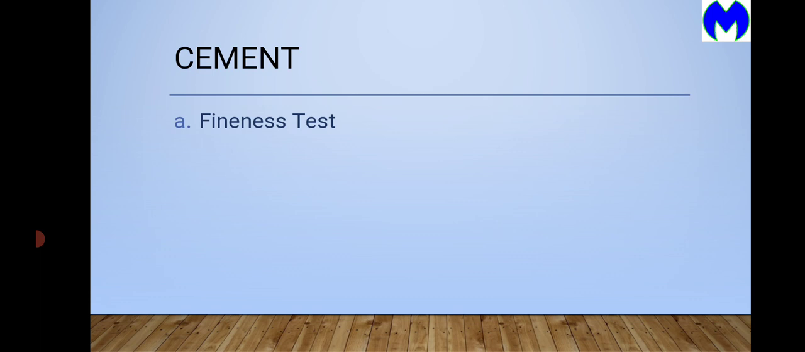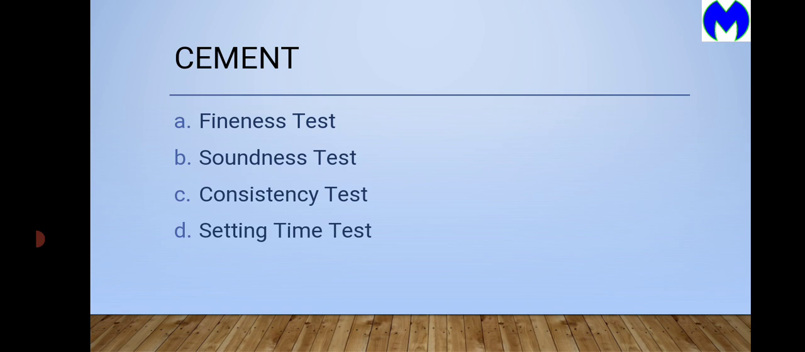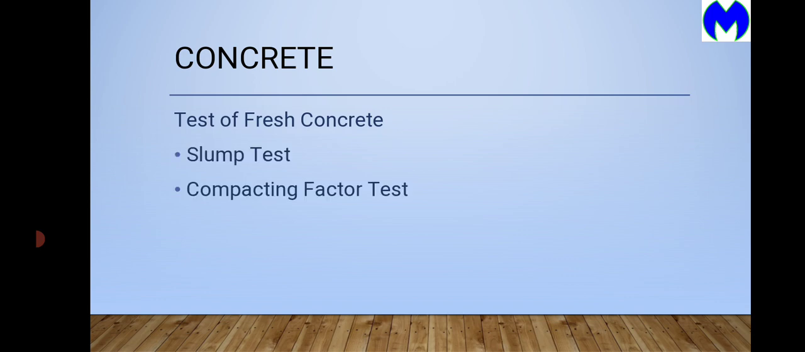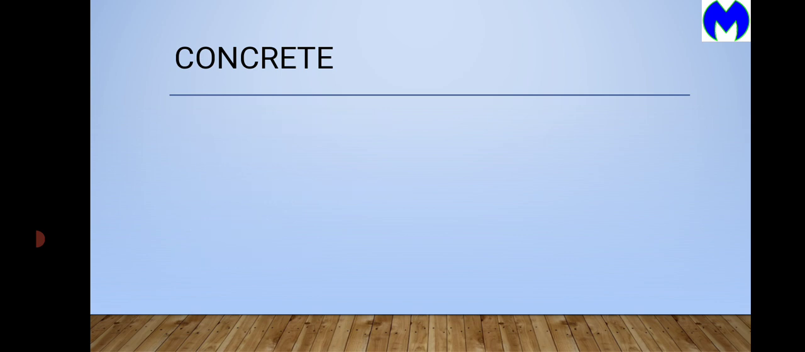We have fineness test, soundness test, consistency test, setting time test. So, we have 4. Okay, so lahat din yan, as you go on with the subject, malaman niya kung para saan at kung anong tinitest. Sa concrete naman, we have destructive and non-destructive testing. So, ito test for the fresh concrete. So, we have the slump test, compacting factor test, VB test, K-slump test.